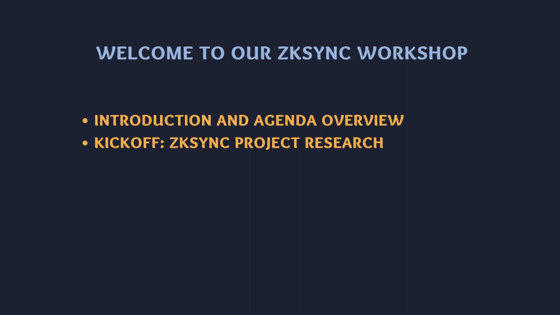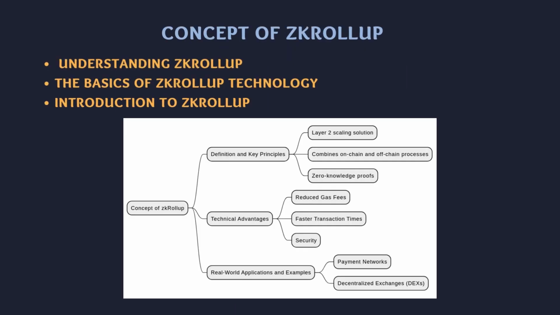real-world applications. Now, let's dive into the concept of zkRollup. This is a crucial technology for scaling blockchain networks, so it's important to understand how it works and why it's beneficial. zkRollup is a Layer 2 scaling solution for blockchains. It combines both on-chain and off-chain processes to increase transaction throughput while maintaining high levels of security.